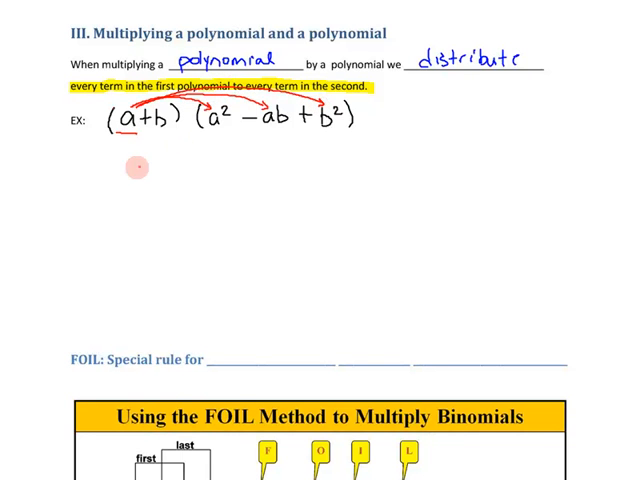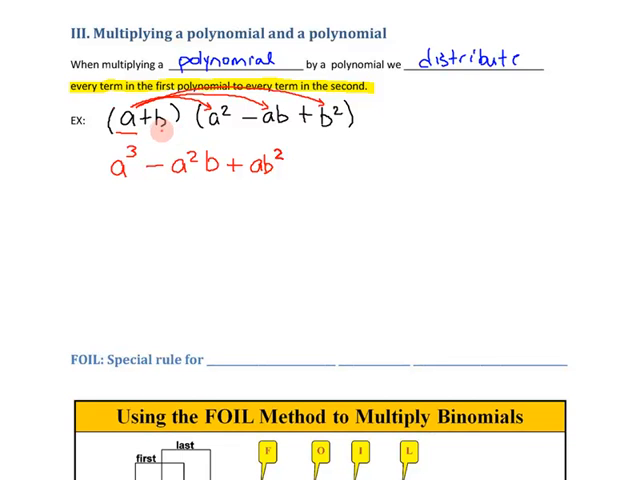So a times a squared is a cubed, right? Because a to the 1st times a squared, 1 plus 2 is 3. A times minus ab, a times a is going to give me a squared, it's going to be minus, so minus a squared, and I've still got the b. And a times b squared is going to be a positive ab squared.